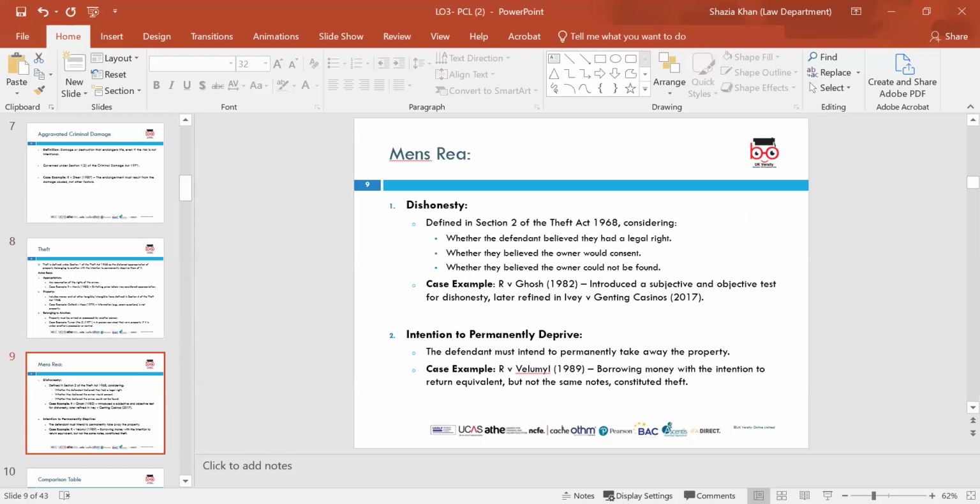So the mens rea is dishonesty, defined in Section 2 of the Theft Act 1968, which provides a negative definition of what constitutes dishonesty by setting out 3 situations where a defendant will not be deemed dishonest.